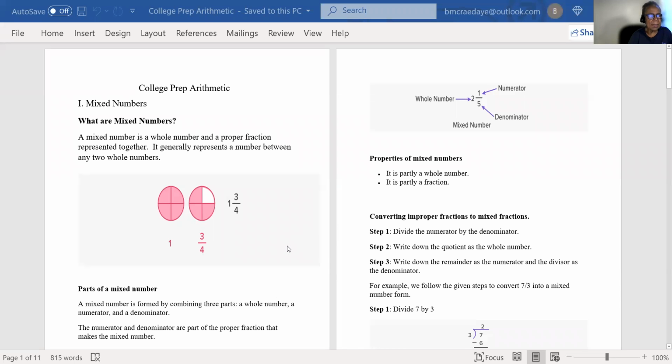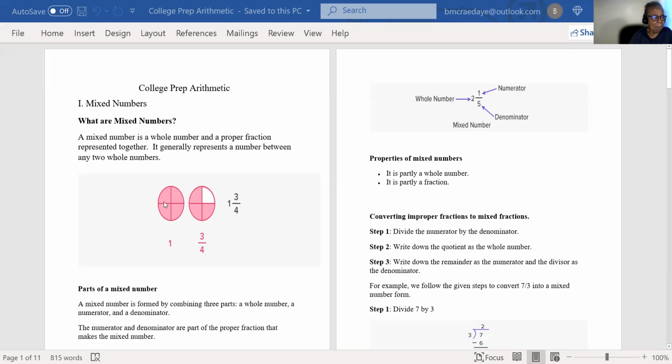Okay. Mixed numbers. What are mixed numbers? Mixed numbers consist of a whole number and a proper fraction. And proper fractions are fractions where the numerator, that's the top number, is smaller than the denominator. If the numerator was larger than the denominator, we call that an improper fraction. Okay, so what are mixed numbers? A whole number and a proper fraction.